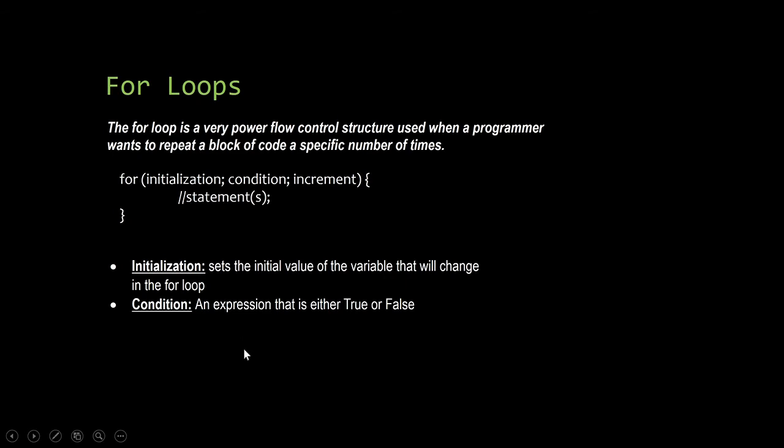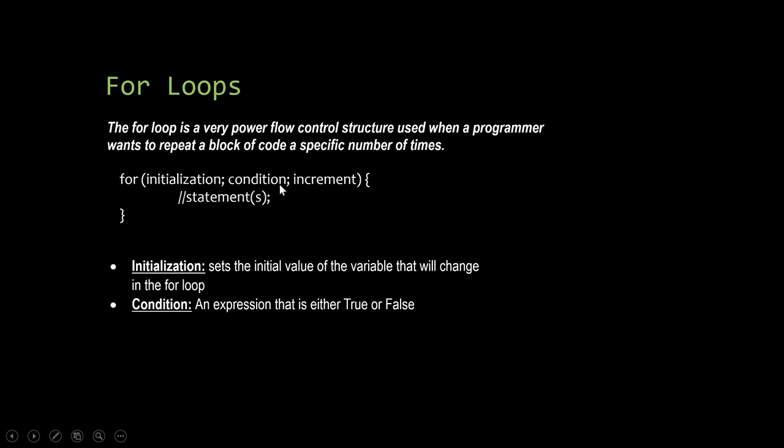The condition is an expression that is either true or false. This is just like the conditions we check in if, or else statements. And this condition that we put here will specify when the for loop runs. So if the condition is true, the for loop will run. If it is false, the for loop ends.